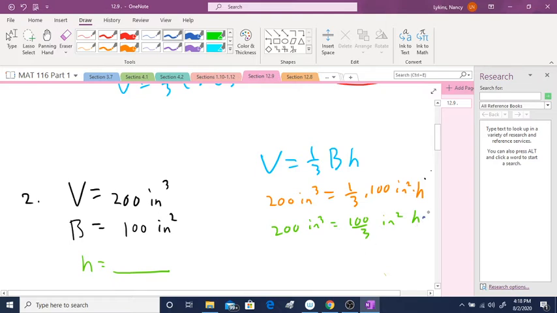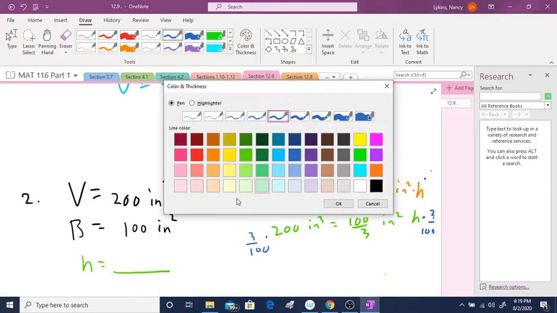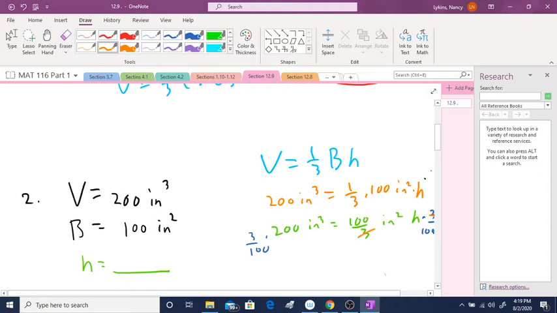So what I'm going to do is take 3 over 100, and I want to multiply it by both sides. And the reason why is, take a look at what the 3 does over here. Anytime you have a fraction, you just take the reciprocal, or flip it, and then multiply it by the other side. So by doing this, I've got 3 times 200, which is 600 over 100, or I can say 100 goes into 200 2 times, and then 3 times 2 gives me 6. So my height would be 6 inches.